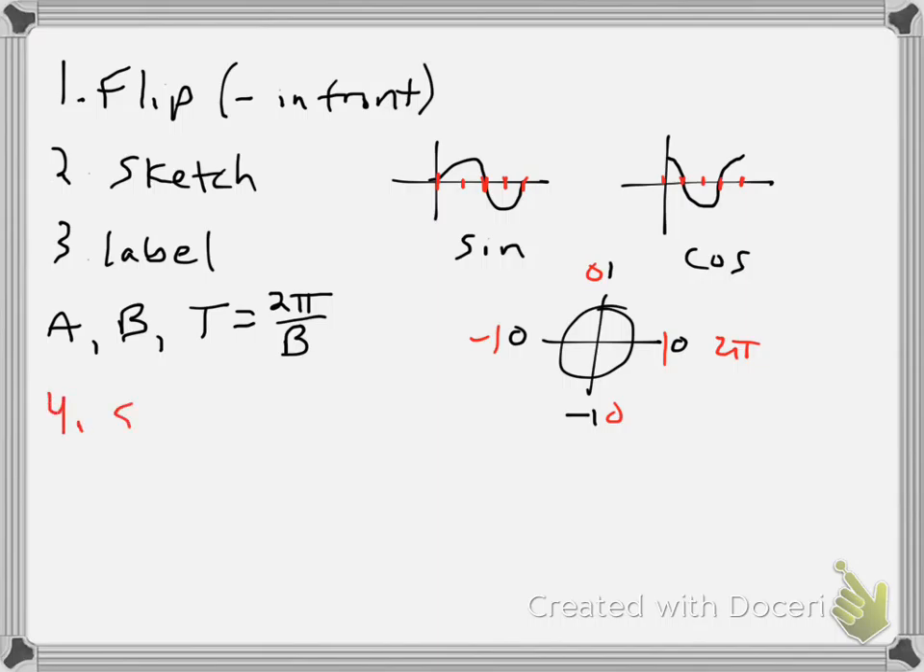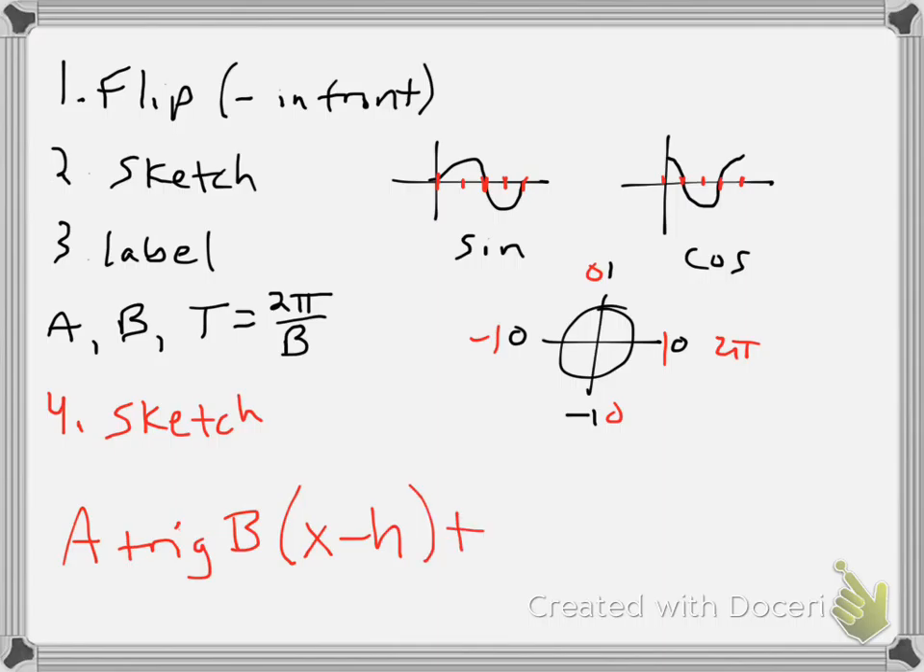And then lastly, we sketch. And that's where the translations are going to come in. Basically, a times whatever trig function it is times your b value, x minus h, plus k. And I'm not going to spend a whole lot of time talking about this. The a is the amplitude, which we already know. B is frequency, how many times it happens between 0 and 2 pi. H, you guys should already know, moves the graph left and right, and it's always opposite. K value moves the graph up and down, and it's not opposite. And so we're just going to go ahead and dive right in.